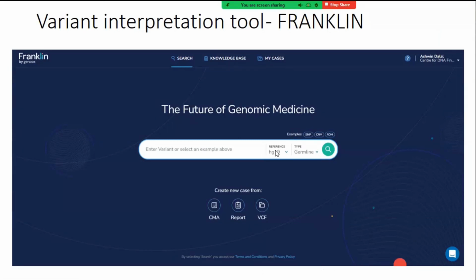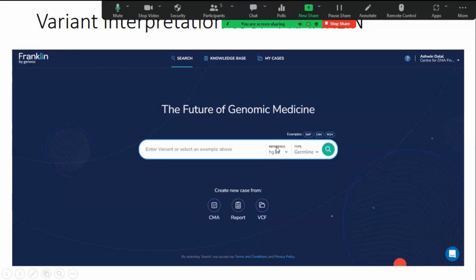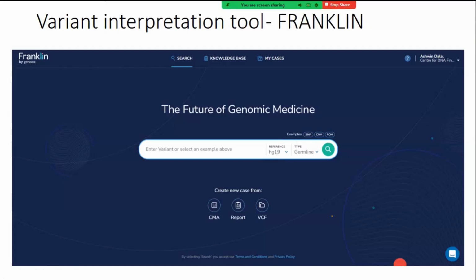It depends on which build of the genome has been used. When you do exome or genome sequencing, when the raw data comes, we map it to the reference genome. The earlier version was HG18. Then they improved it because our reference genome was not complete; there were gaps. Like a new version of your mobile software or Android, HG18 was the earlier version, then HG19, and now there is HG38. So you can use either HG19 or HG38, depending on what has been used by the lab to do the mapping of the raw data to the reference genome.